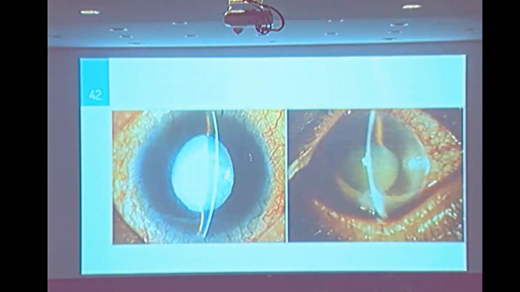So these are two eyes with glaucoma, both of them. What do you see different in both eyes? What is the obvious difference between these two eyes? Hypopyon, that's very good. What else? Good, one of them has a cataract.